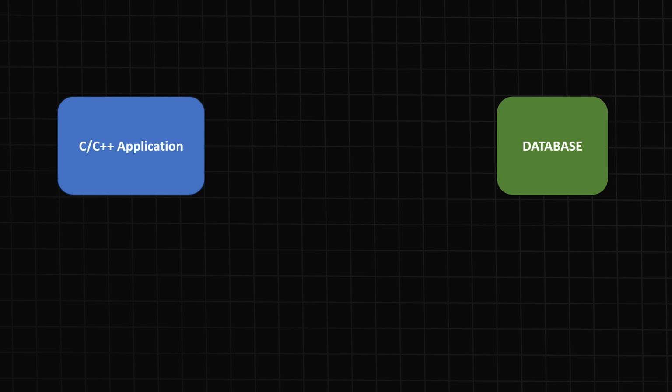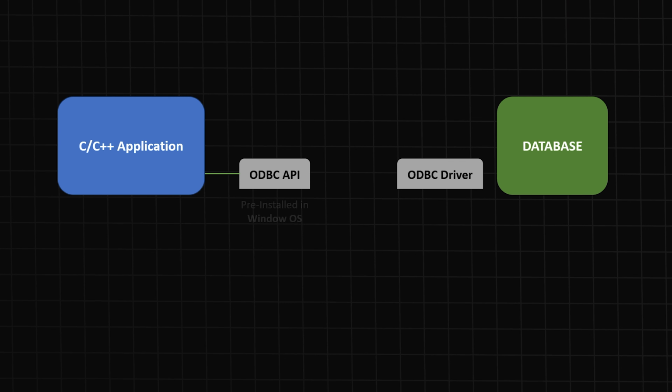Let's suppose we have an application and a database. Each database vendor provides its own ODBC drivers. The drivers are database specific. It means MySQL has its own driver, Oracle has its own driver, Sybase has its own driver, and so on. Even now, our application cannot directly communicate with the particular driver. To communicate with that driver, we need the ODBC API, which was pre-installed in the Windows operating system.